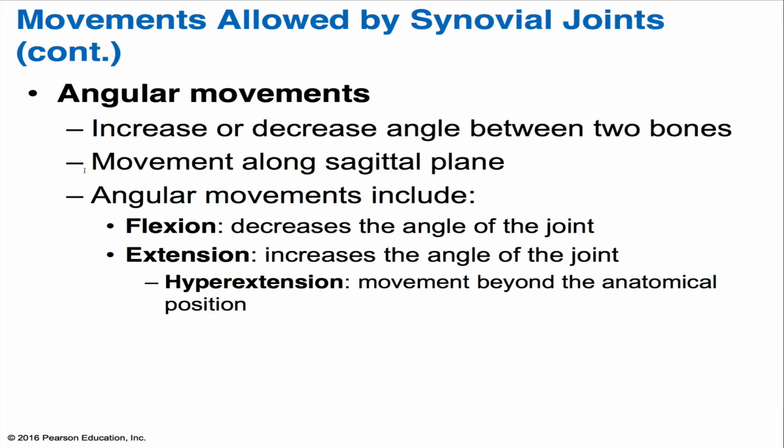The angular movement, as the name implies, affects the angle between the two bones. It's either increasing or decreasing that angle. So movement is along a sagittal plane. Angular movements include flexion and extension as well as hyperextension. Flexion decreases the angle of the joint, whereas extension increases the angle of the joint. And hyperextension provides movement beyond the anatomical position.